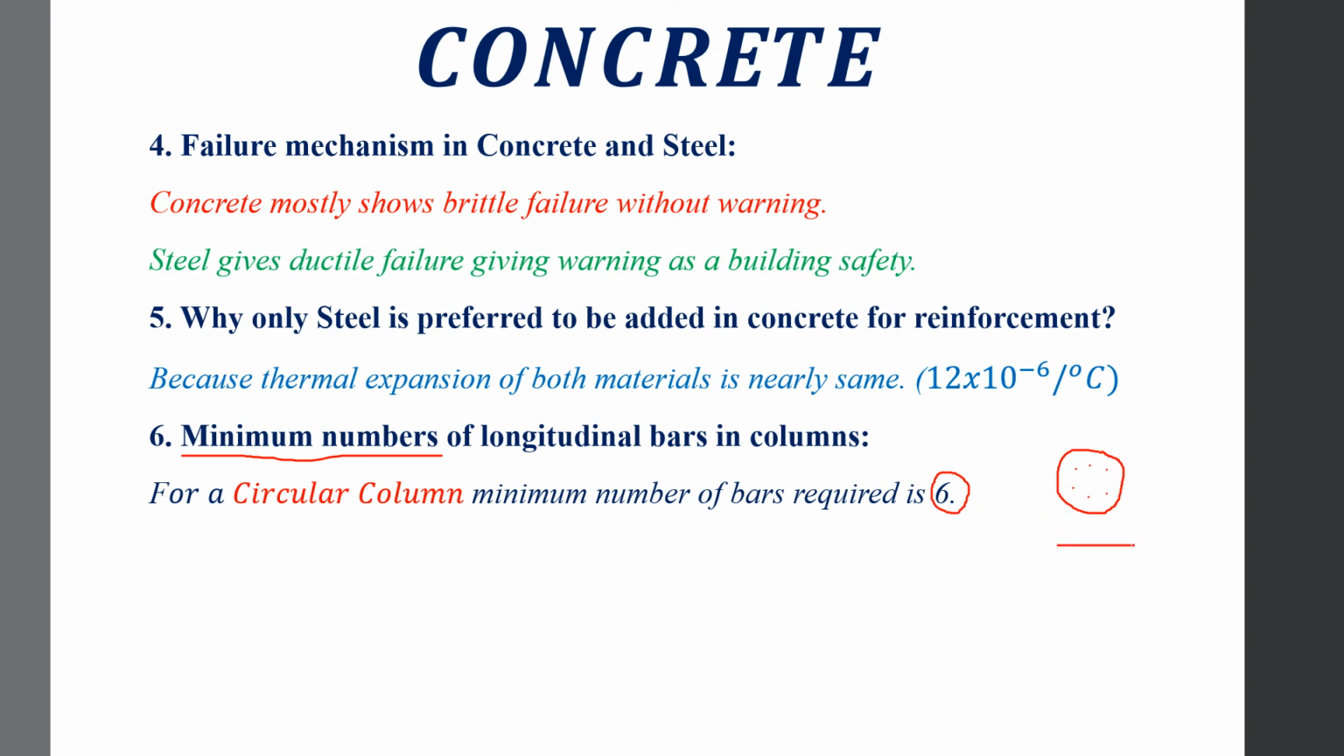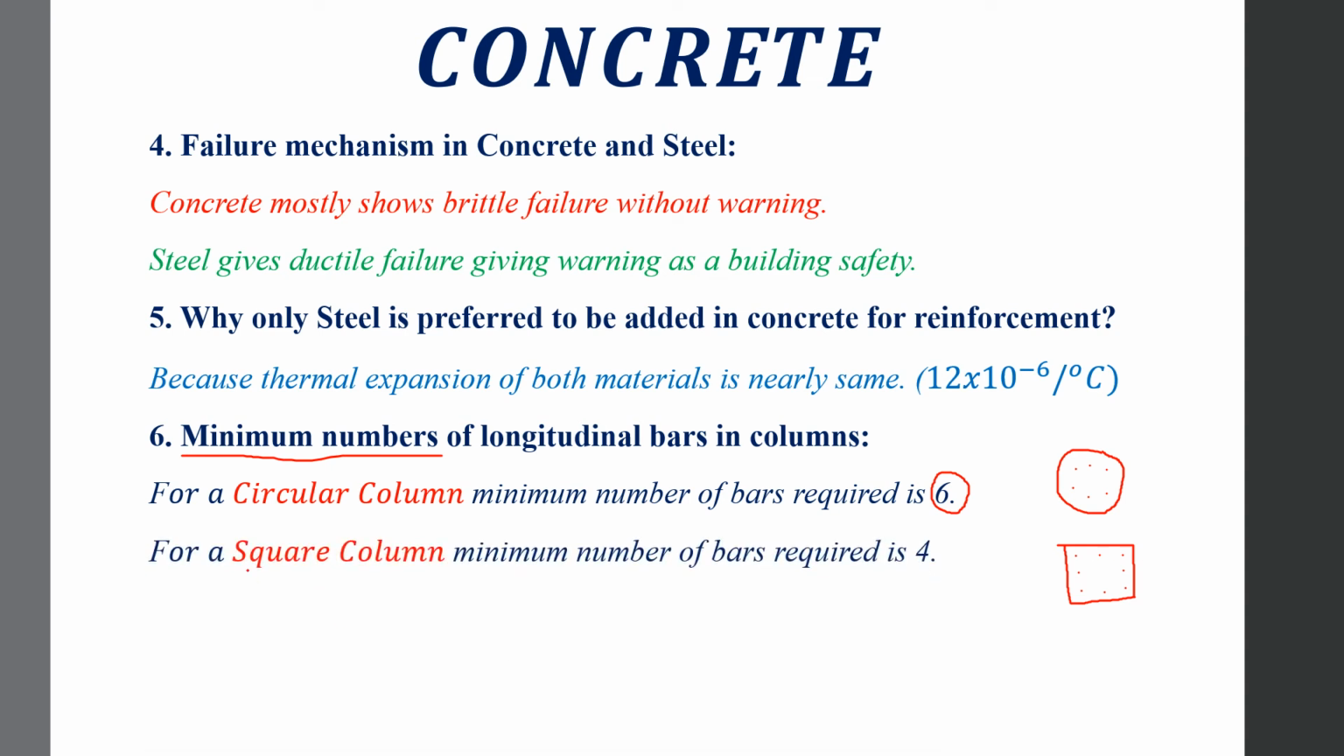But if you have a square column, then there will be a minimum of 4 longitudinal bars at these positions. If they are 4, if they are 6, they may be used in this position. If they are 8, they may be used like this. They may be more than 8, and their arrangement will be near the boundary, leaving the cover. So in case of a square column, the minimum number of bars required is 4. Like this, one bar will be placed here, second here, third here, and fourth one here.